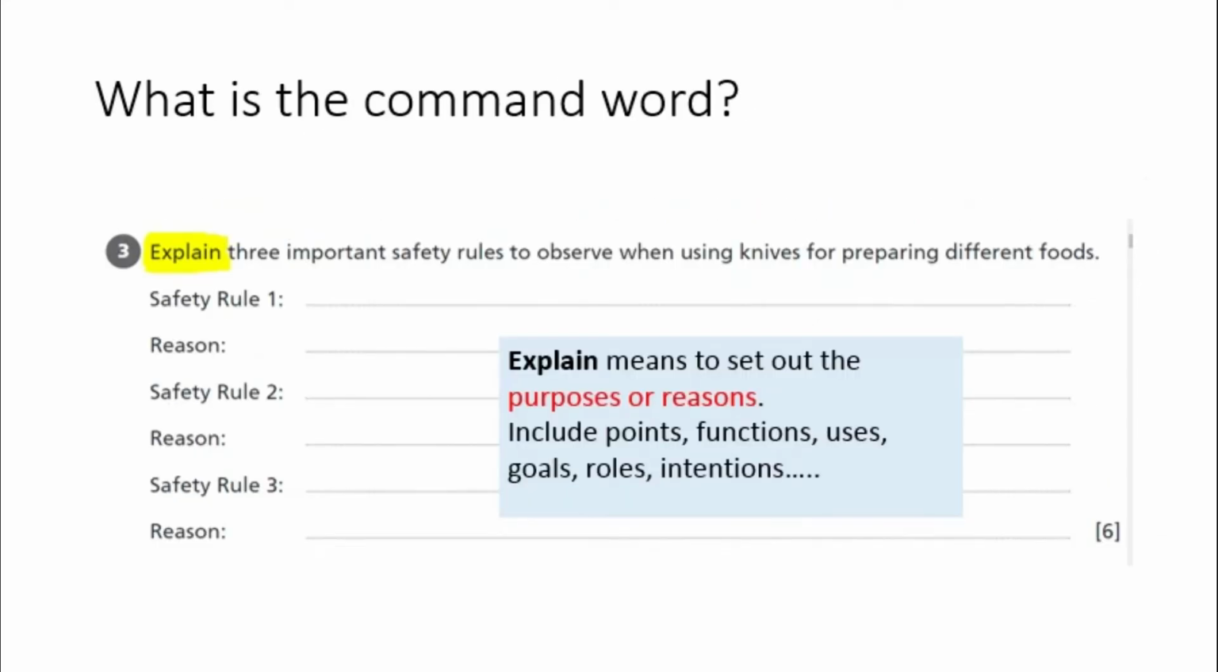What is the command word? It's important to look at the command word, the first word of the question. What does it mean? Explain, the command word used in this question, means to set out the purposes or reasons. Here you should include the points and functions, uses, goals, roles and intentions. These are all purposes or reasons.